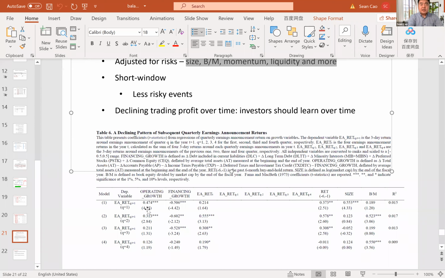So that means what? It means it takes 6 months for investors to know what you know. It takes 6 months for investors to understand operating growth. It's a good signal, it can predict the future positive returns and earnings. That's why we want to see a decline pattern, because a decline pattern is consistent with the story we have.